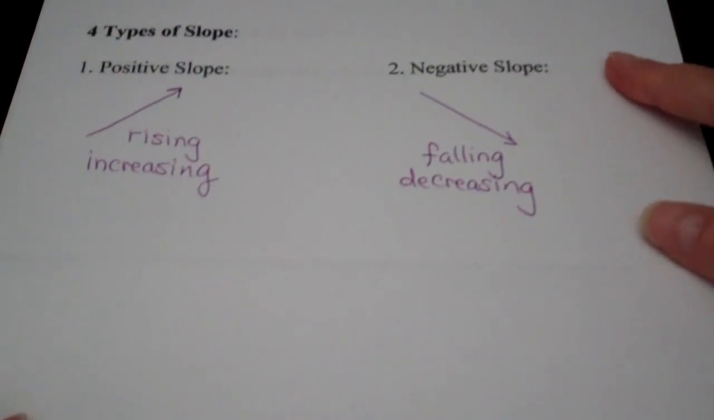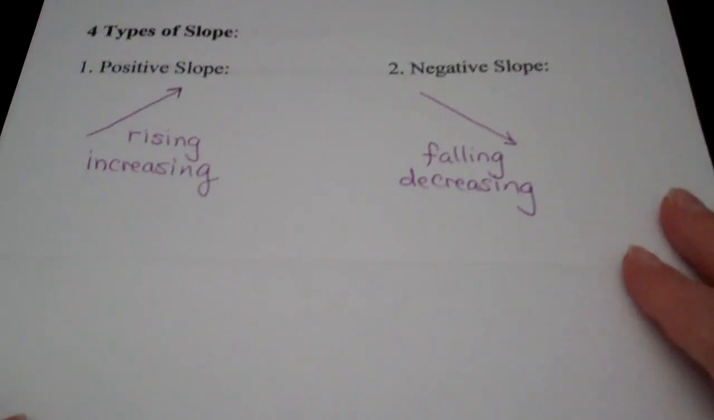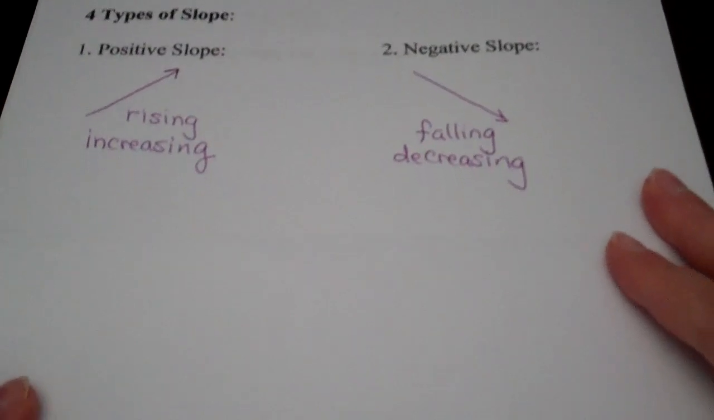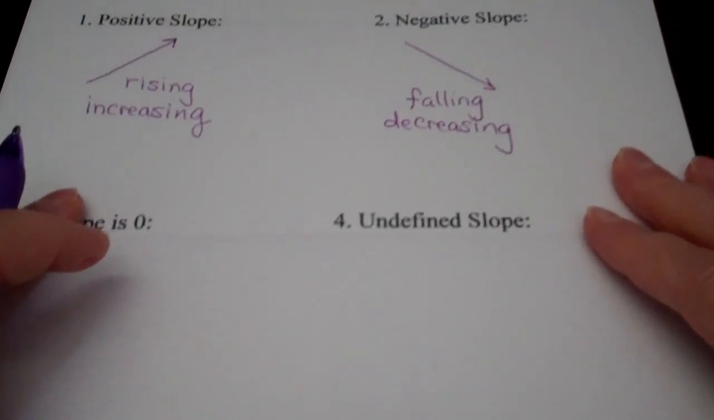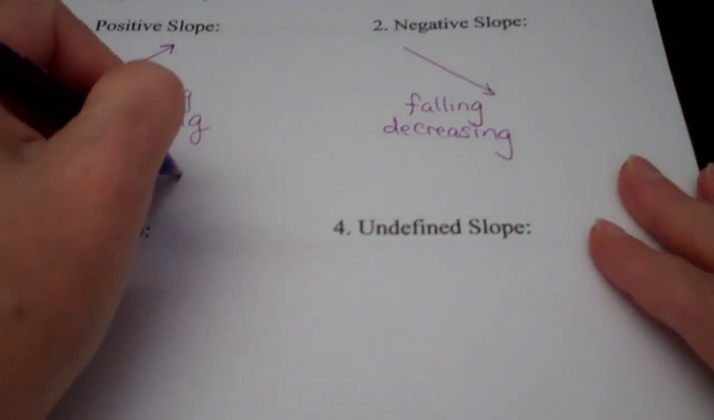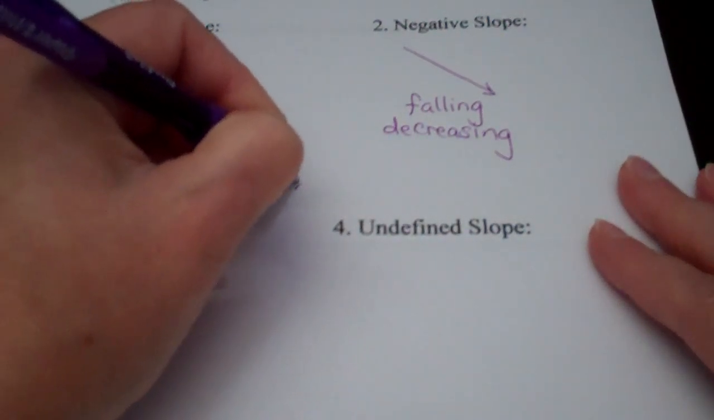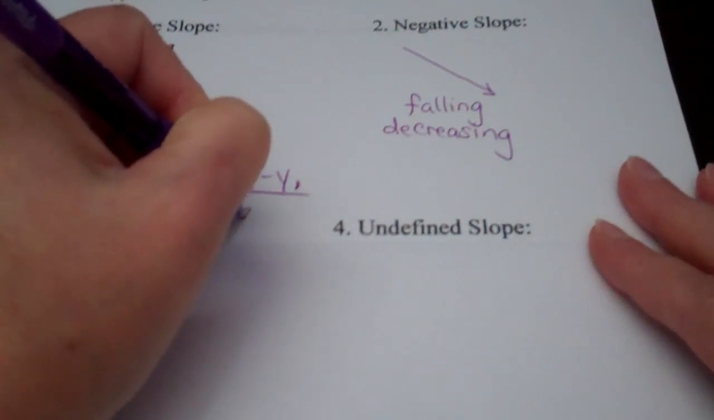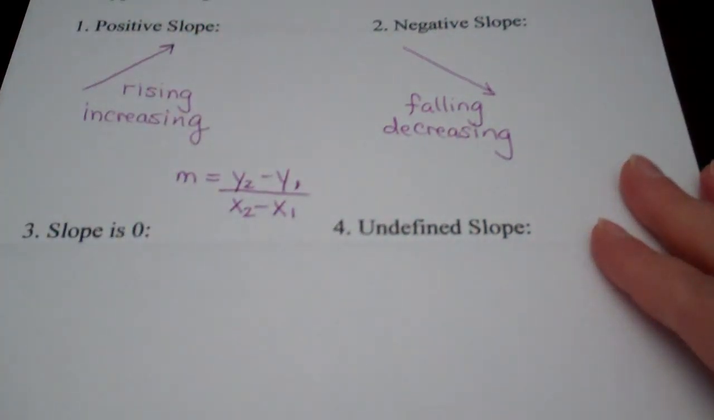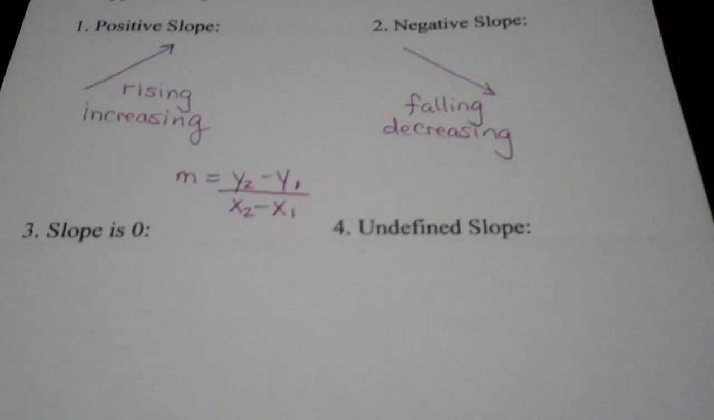Okay, and then there's two other possibilities, right? If you think of the formula again for the slope, let me put that right here so we can look at it. So the other two possibilities happen when either the numerator for our slope formula or the denominator becomes 0. So let's start with the numerator.